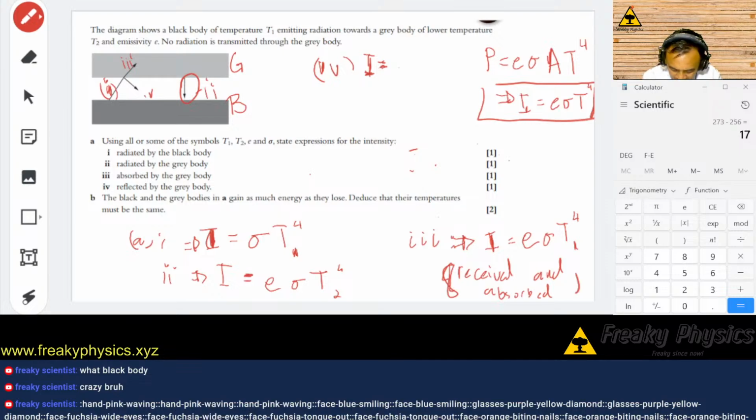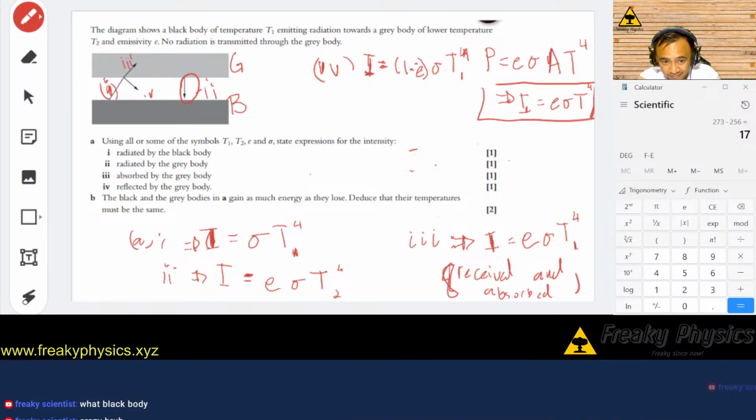Okay, I'll tell you the answer here. This is going to be 1 minus E times sigma T1 to the 4. Okay, 1 minus E. Why? Because remember, the gray body has already absorbed this. So the rest is reflected.